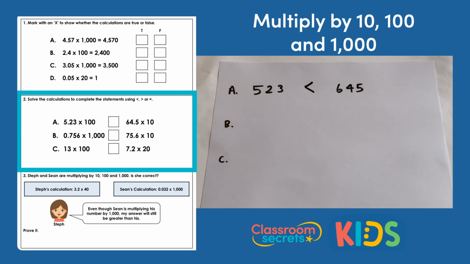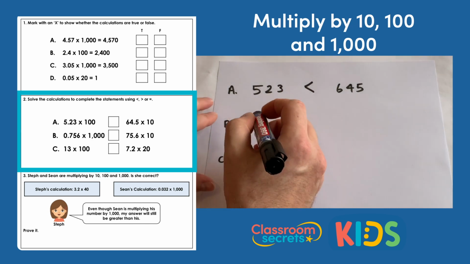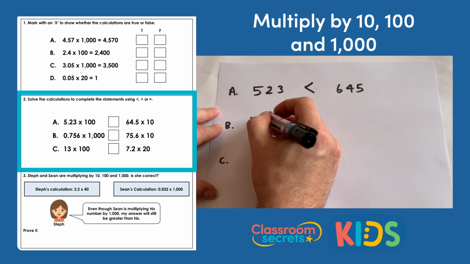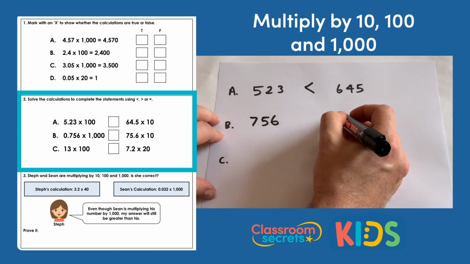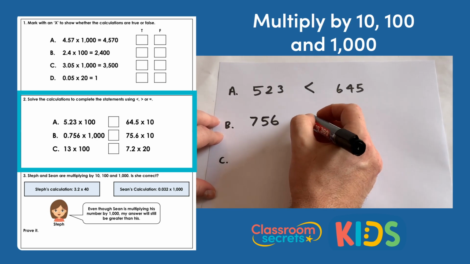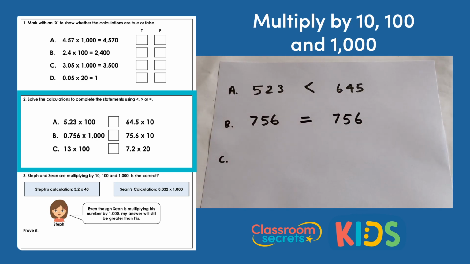B is 0.756 multiplied by 1000. So those digits will move to the left 3 columns. So that'll end up being 756. And on the right of that, 75.6 multiplied by 10 means those digits will move to the left 1 column, so to make 756. So B is equals, 756 is equal to 756.